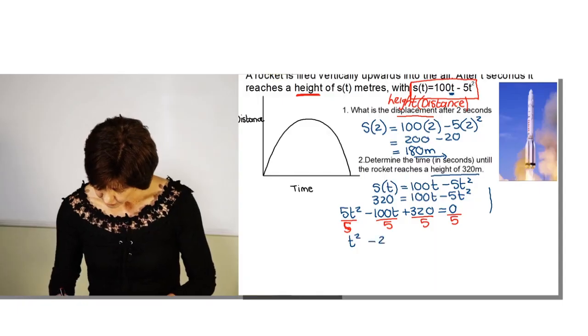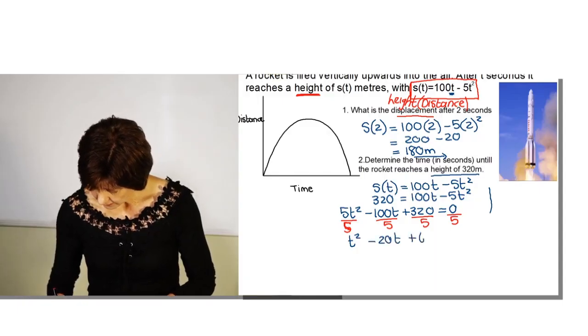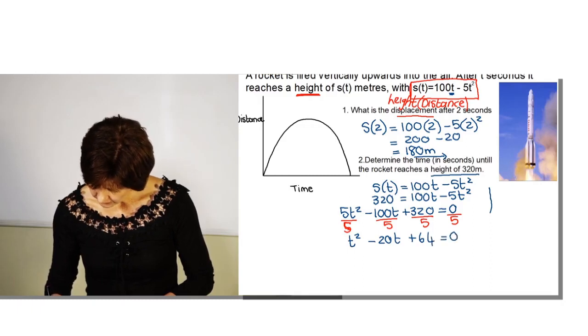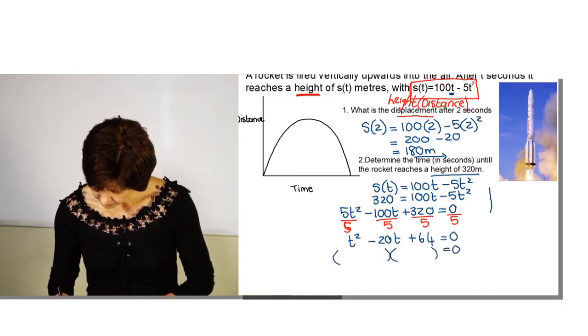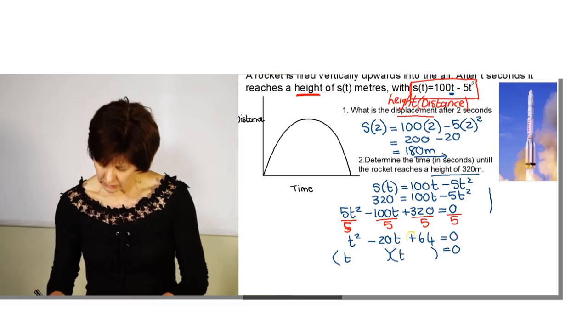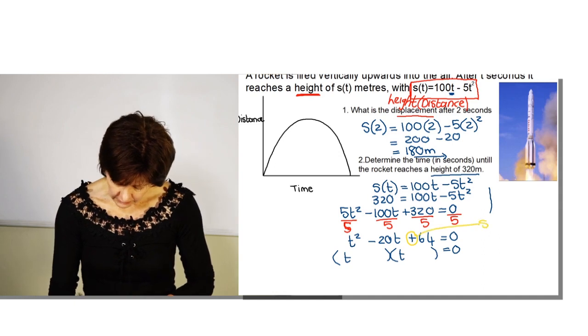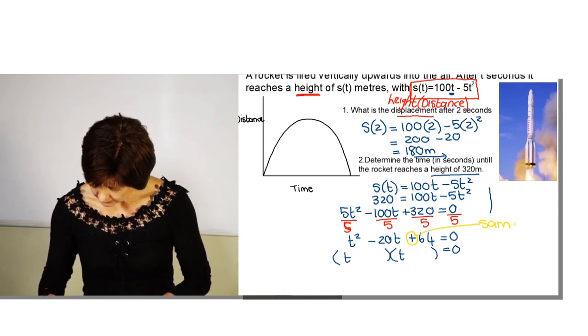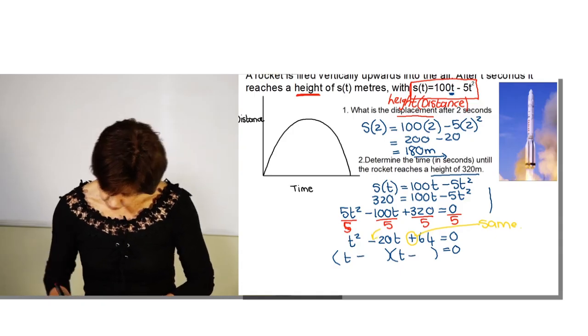So I can actually simplify it a bit before I'm going to factorize it. 5 goes into 120, 24 times. So t squared minus 20t plus 64 is equal to 0. Okay, now I have to try and factorize this. T multiplied with t will give me the t squared. If this last sign here is a positive, it tells me the signs in the brackets will be the same. And it will be then two negatives, a negative and a negative.